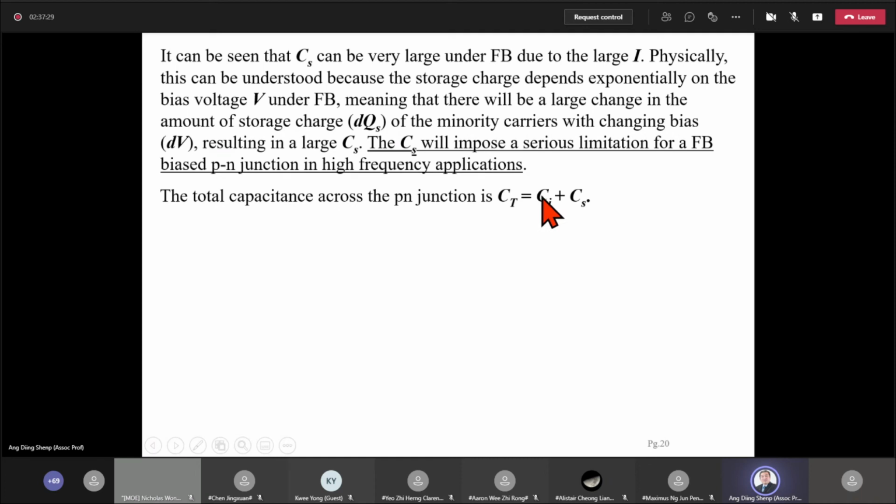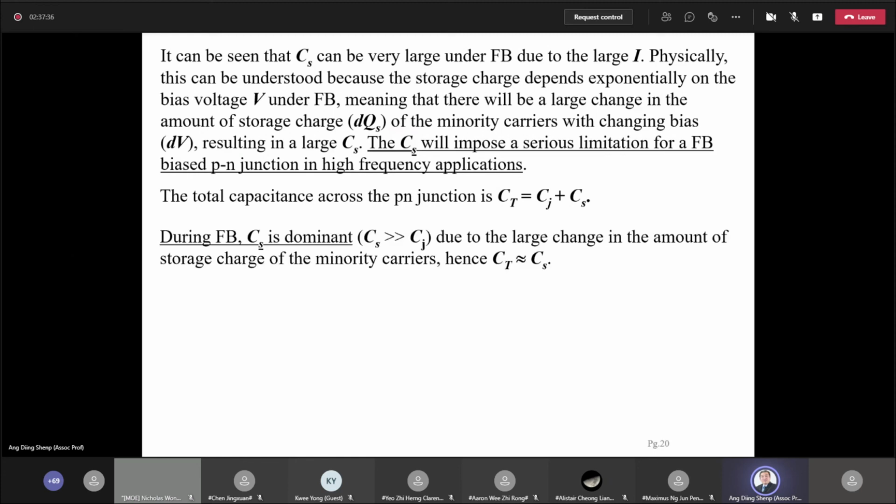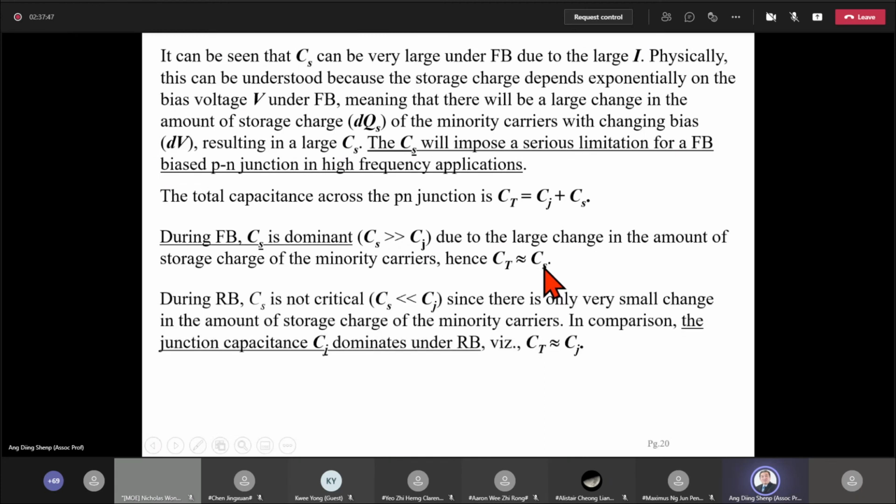So the total capacitance across the PN junction therefore has two parts. One is the junction capacitance, the other one is the storage capacitance. Under forward bias, CS is dominant, so CJ becomes negligible compared to CS most of the time, and the total capacitance is dominated by the storage capacitance. Under reverse bias, CS becomes very small, negligible compared to junction capacitance, and therefore the total capacitance of a diode under reverse bias is given by the junction capacitance.